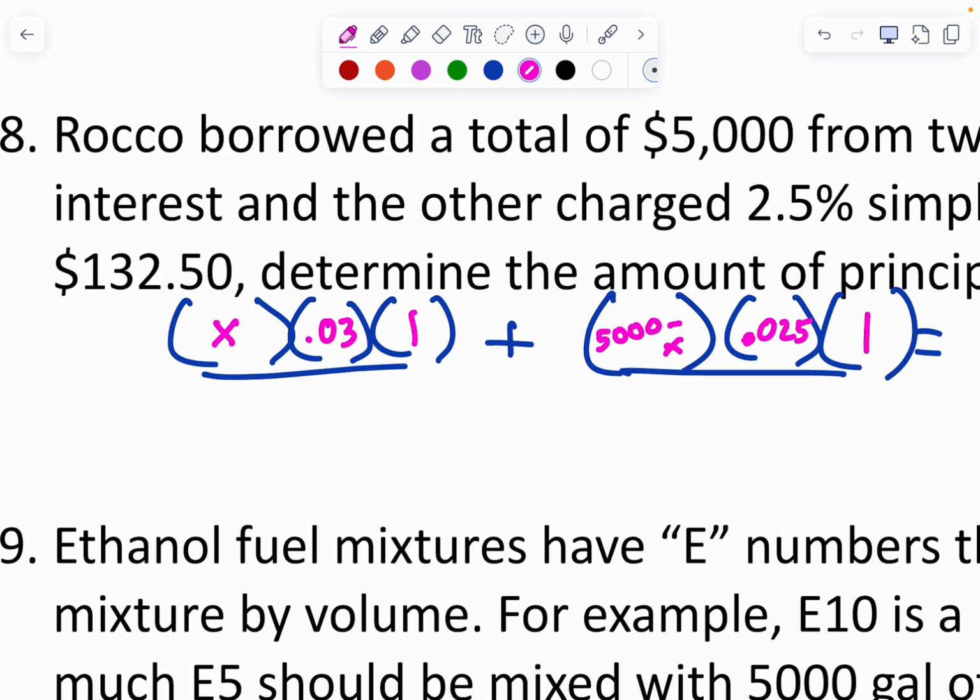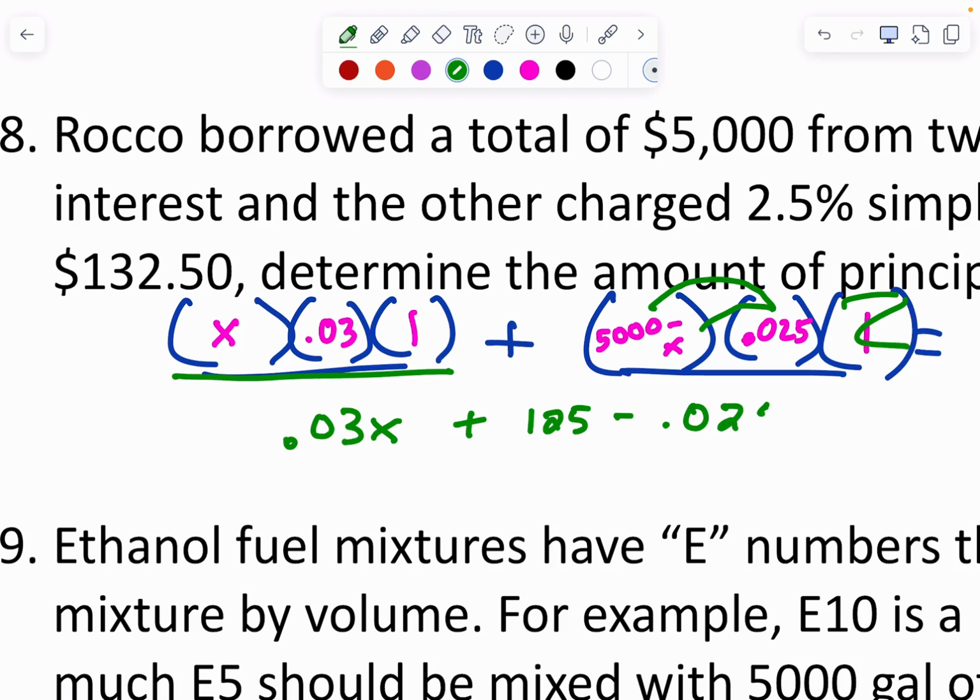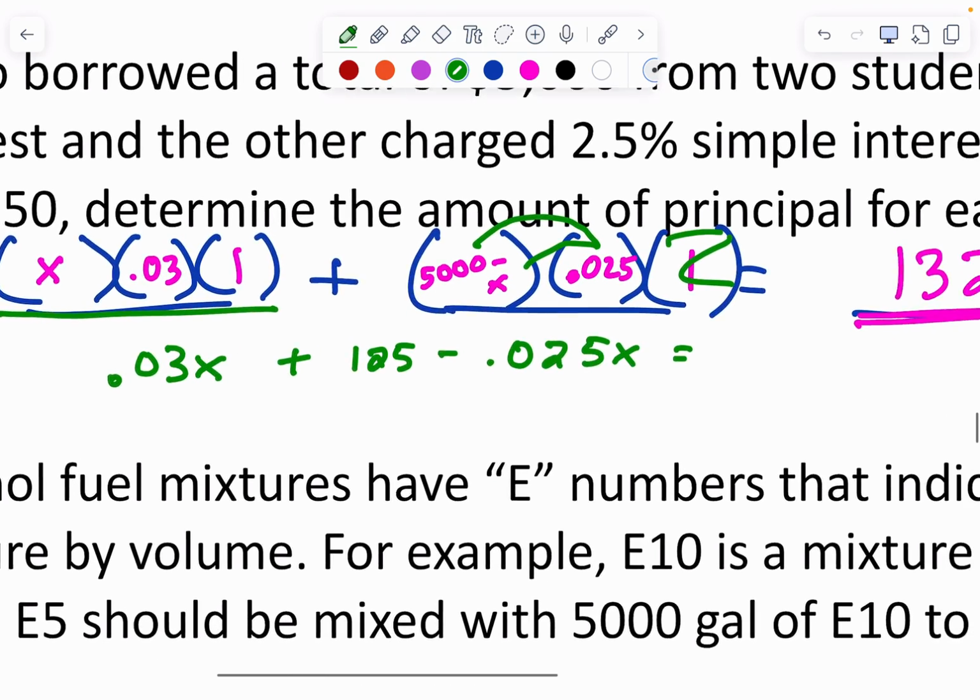Got it? We see why that is, because both of those added together make 5,000. Okay, so now we just do the math, right? If I multiply all those three together, that would be 0.03x, right? Plus, the 1 is not doing anything, so I'm just going to back distribute this guy. What's 0.025 times 5,000? Like 125, I think. Yep. Is it 125? If I did my decimals right, it's going to be minus 0.025x equals the 132.50.